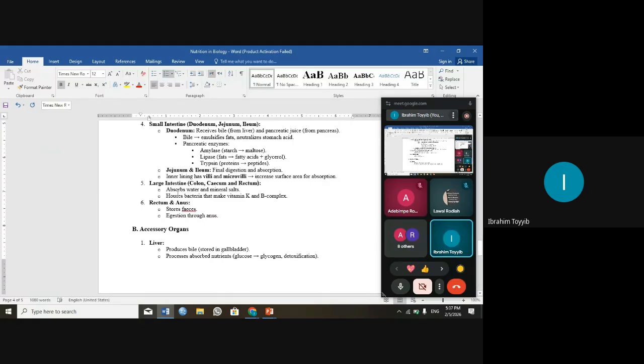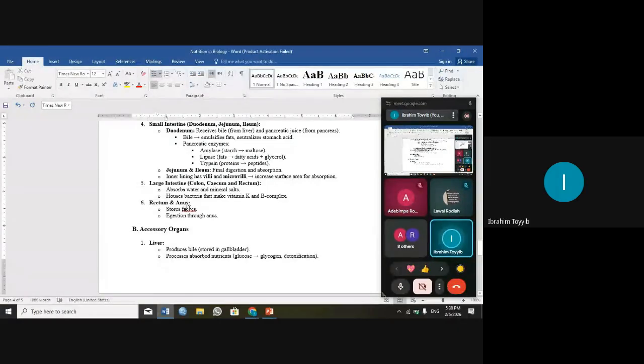In the colon, in the large intestine, that's where water is absorbed from the undigested food. If you are asked which part of the alimentary canal most water is absorbed in, it is the what? The large intestine, or the colon. So you can say colon or large intestine. That's where most water is absorbed. It also houses bacteria that make vitamin K and vitamin B complex.